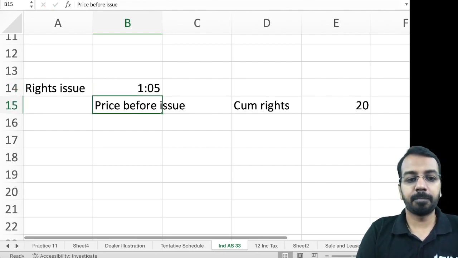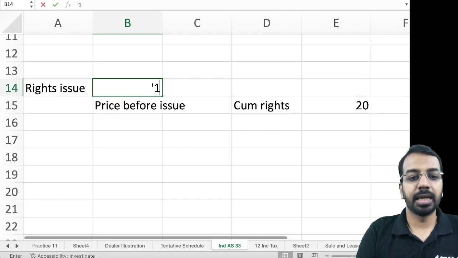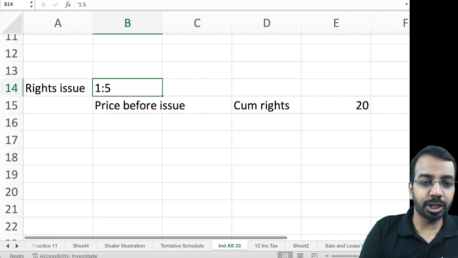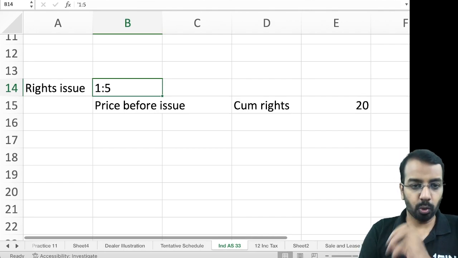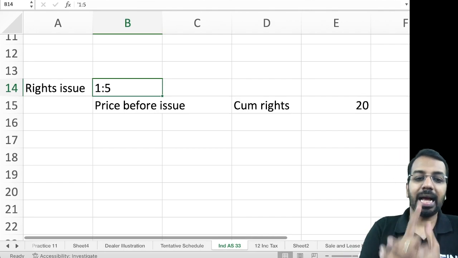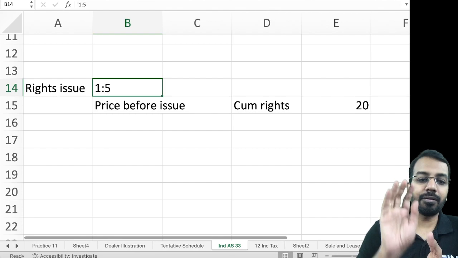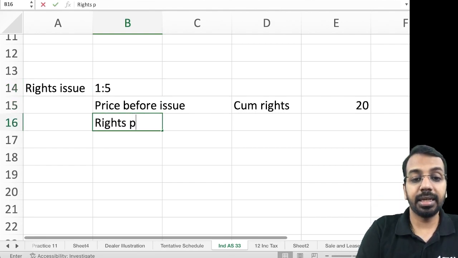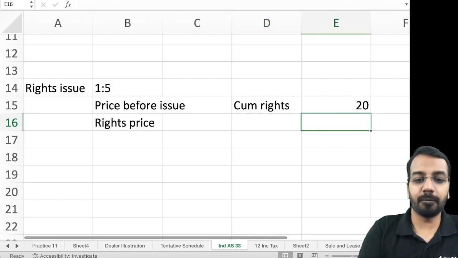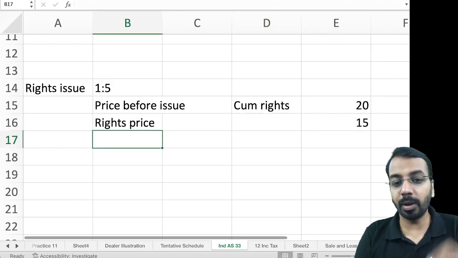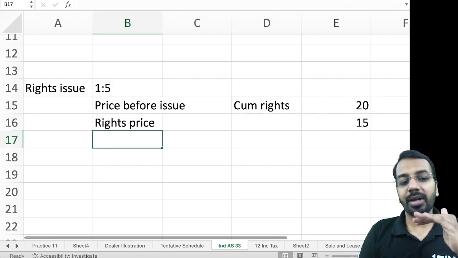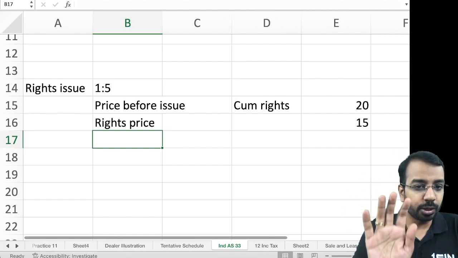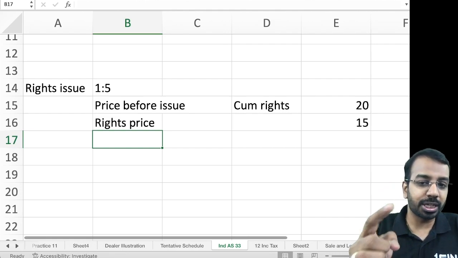1:5 means what? You will get one share for 5 shares held. So if I need one right share, I will need to have 5 shares. Now this one share is issued at, let us say, 15. Right shares are issued at how much? 15. Now when I say rights is issued at 15, it means if I have 5 shares of 20 rupees each, I can buy one more share at 15 rupees.